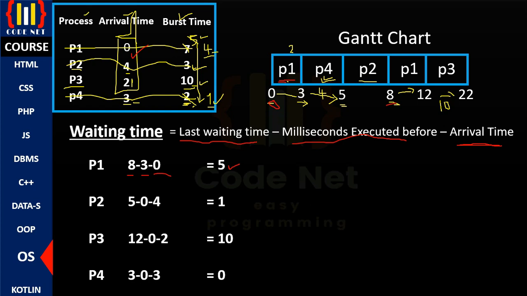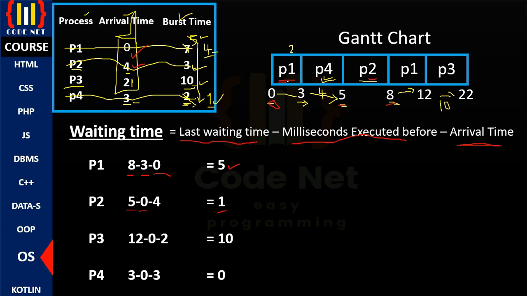Then process 2, the same formula applies. What is the last waiting time for process 2? Process 2 only had to wait for 5 milliseconds. We don't have process 2 again here, so it's 5. Then what is the total number of milliseconds executed before? It didn't execute before. We only have process 1, process 4, process 2, and this is the only time it executed, so it's 0. Then the arrival time for process 2 is 4, as given in the question. So the computation gives 1.